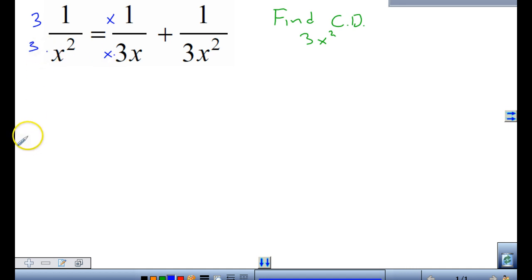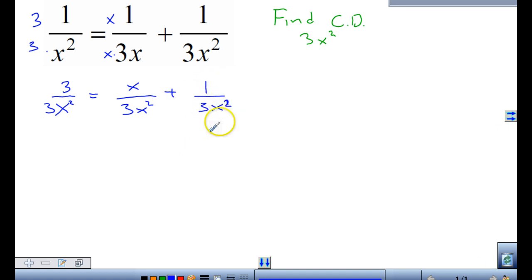So same step as normal, right? That has not changed. Here we go. Write it down with me. 3 over 3x squared equals x over 3x squared. And the last one did not change. So common denominator. Next, we're actually going to multiply by the same common denominator.